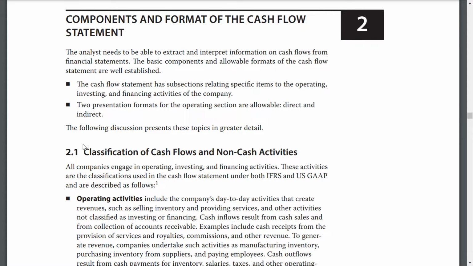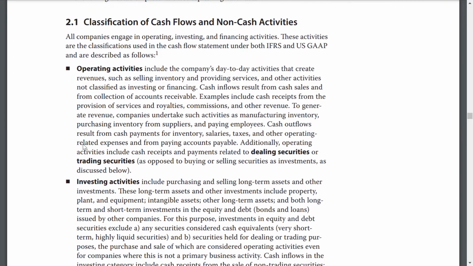Classification of cash flows and non-cash activities. All companies engage in operating, investing, and financing activities.